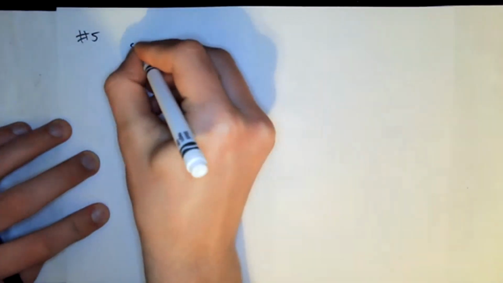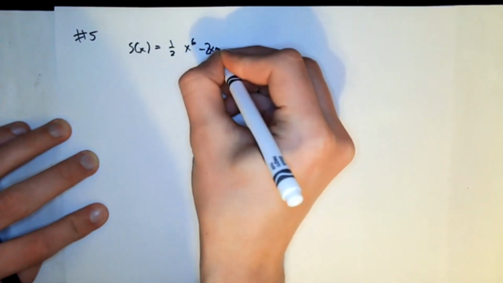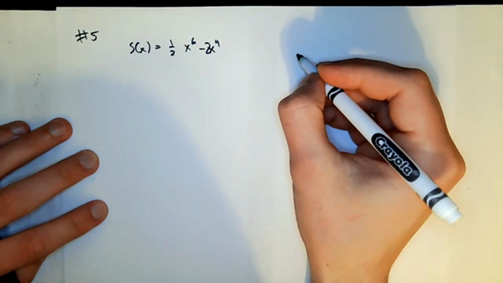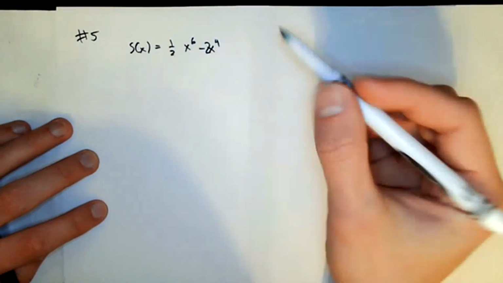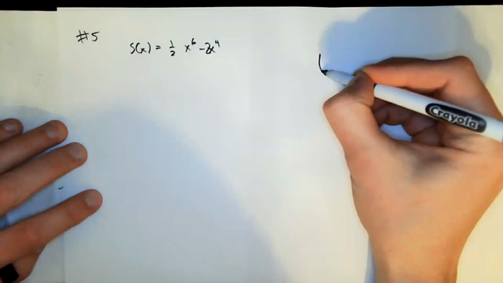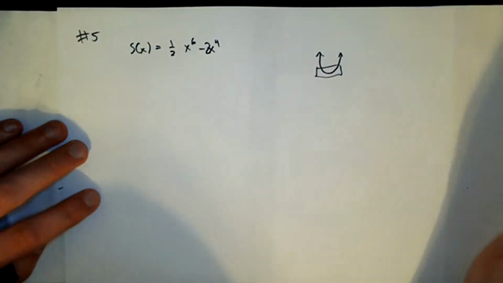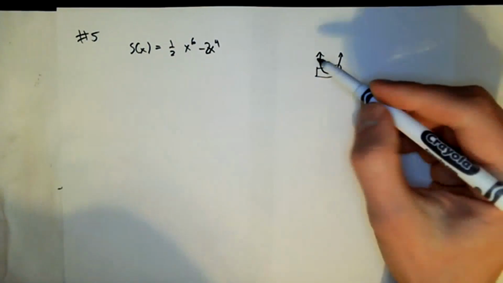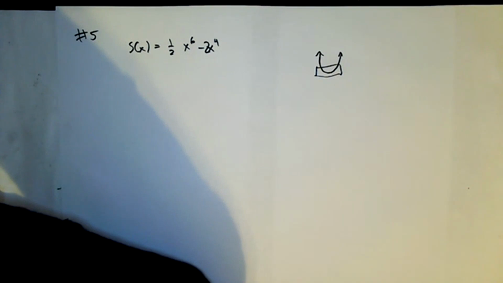Okay, so number 5 is a polynomial function s of x equals 1/2 x to the 6th minus 2x to the 4th. They want the end behavior. Well, since it's even and the leading coefficient is positive, both legs are pointing up. So it's going to have this sort of general shape. It's probably going to do some wacky stuff in between, maybe like a W shape. But the point is that the end behavior, both legs are pointing up to infinity.